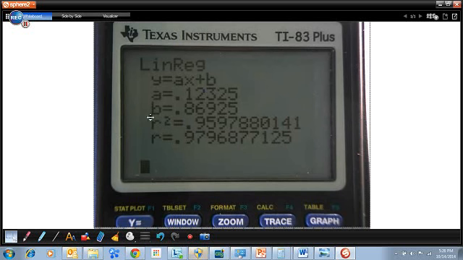You may not have the R stuff. R is correlation. This is all statistical stuff. We're not working with that right now, but the closer the correlation is to 1, the closer it is to an actual linear relationship, and this is really close to a perfect linear relationship. My A is my slope, and that's 0.12325. My B is my y-intercept, and that's 0.86925.